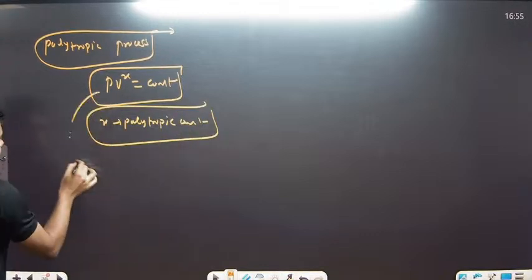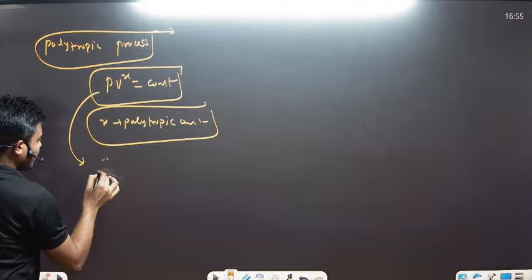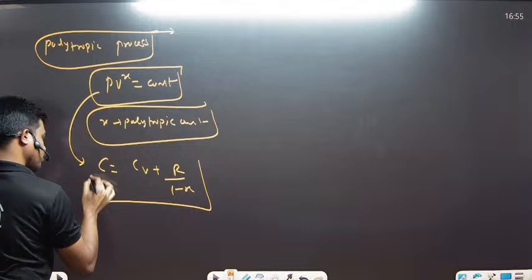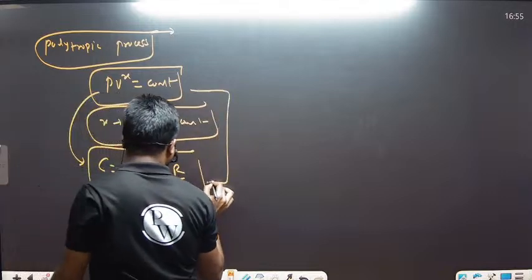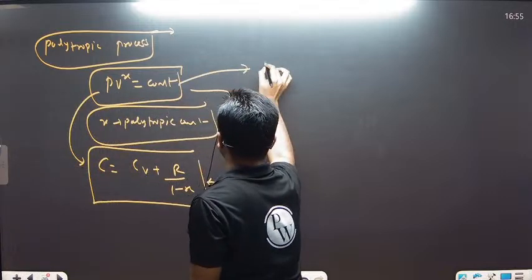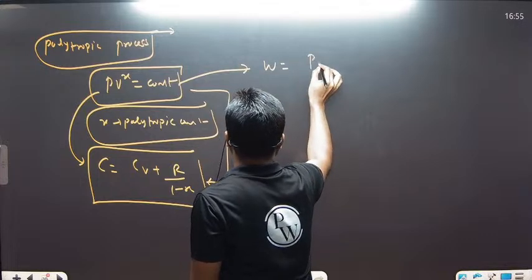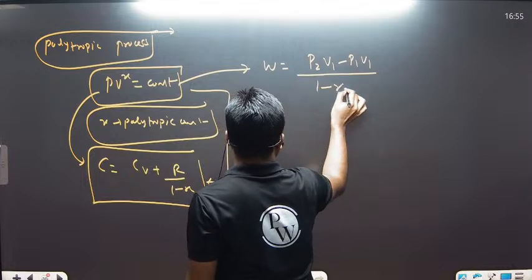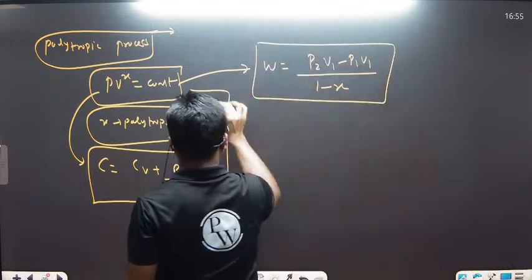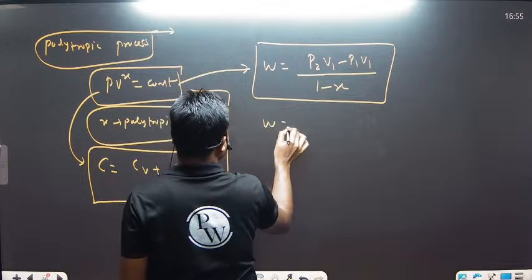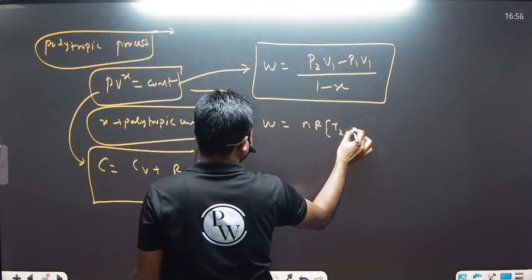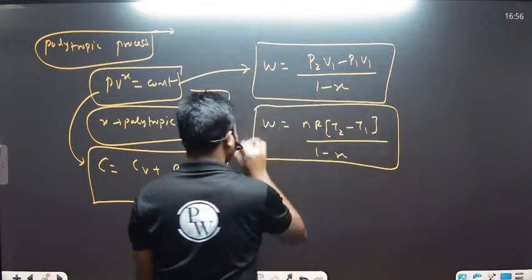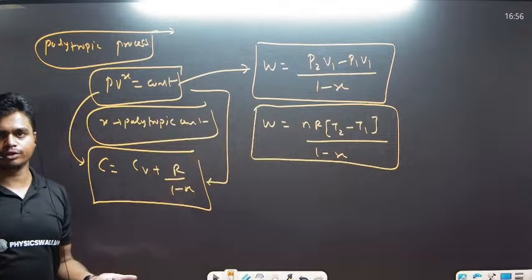In terms of the polytropic constant, the molar heat capacity is C = Cv + R/(1 - x). For this process, W is given by (P2V2 - P1V1)/(1 - x), where x is the polytropic constant. Also, the work done can be written as nR(T2 - T1)/(1 - x). These are the formulas for the polytropic process.